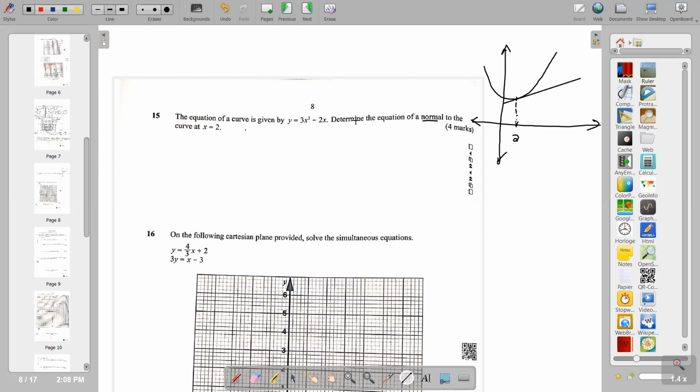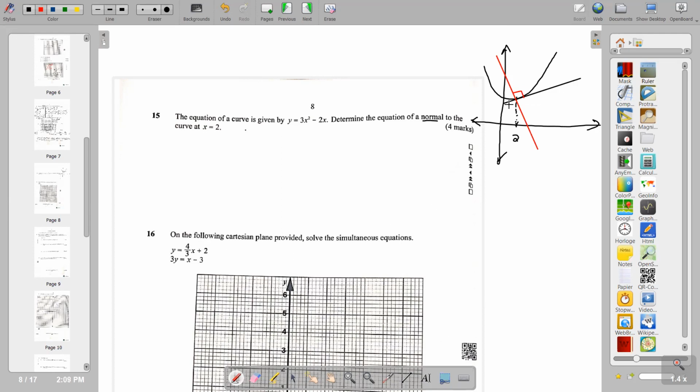Now, we have another line known as normal. And this line is perpendicular to the tangent at the point of contact with the curve. So at x is equals to 2, we have another line that is perpendicular to a tangent. And that line is known as the normal. It is perpendicular to that tangent. In form 2, under equation of a line, we are told that when you have two lines that are perpendicular to each other, the product of their gradients is equal to -1.